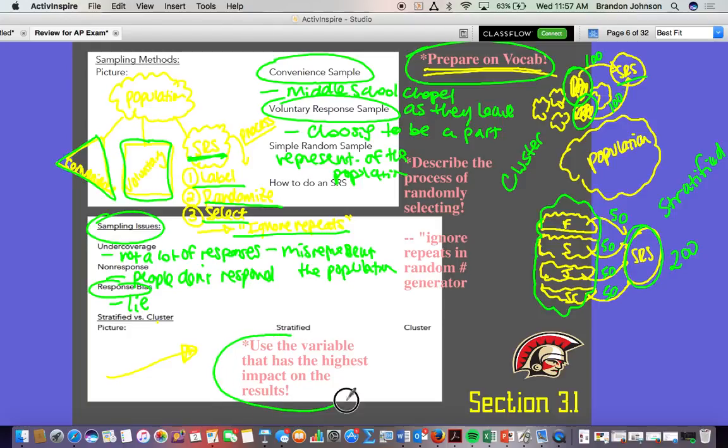So right here, this is key. Just to have in the back of your mind, you don't have to memorize it, but we use the variable that has the highest impact on the results, or the projected highest impact on the results, just like James said. So it's not really a gender thing, it's more of an age thing, right? People can drive compared to people that don't drive, right? And that's exactly right. Good answer. Right on.